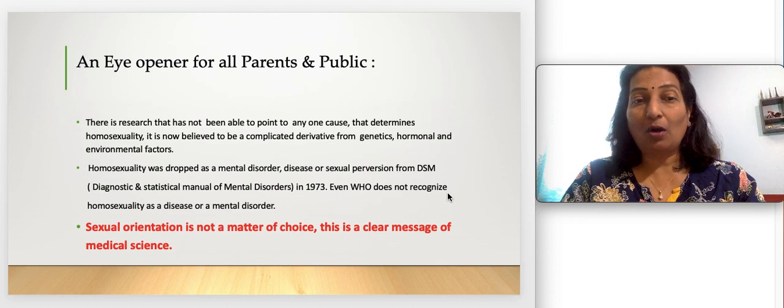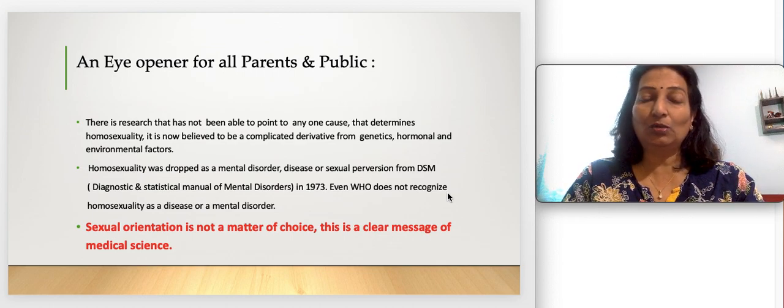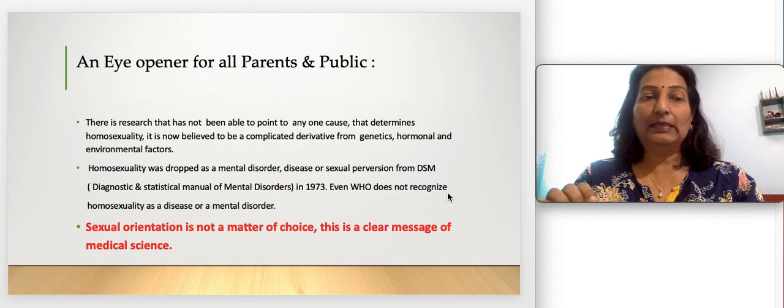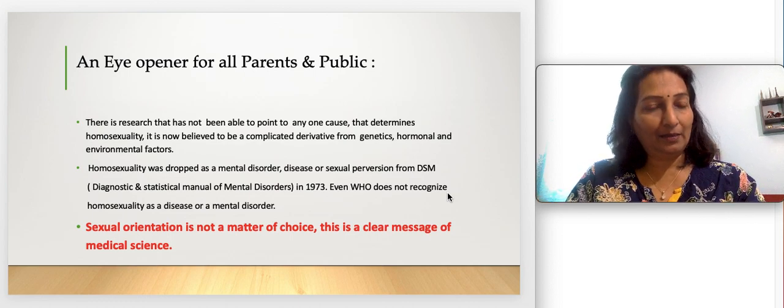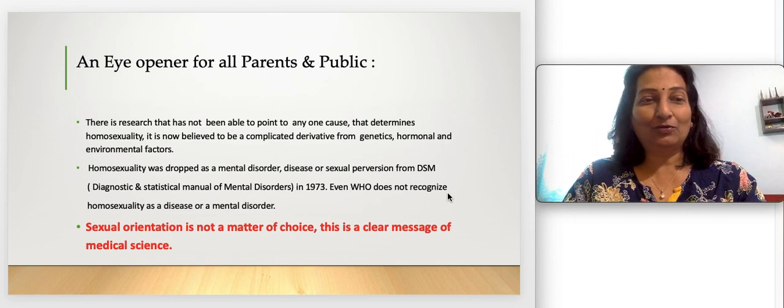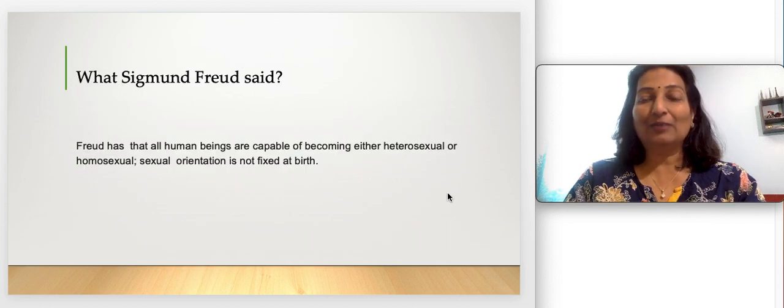Homosexuality was also dropped from the category of mental disorder, disease, or sexual perversion in the Diagnostic and Statistical Manual of Mental Disorders in 1973. So even WHO does not recognize homosexuality as a disease or a mental disorder. Please, this is very important to clear myths in the minds of the parents and the public. Sexual orientation is not a matter of choice. It is a clear message of medical science. It is not in your hands, but there are a lot of factors guiding your sexuality.